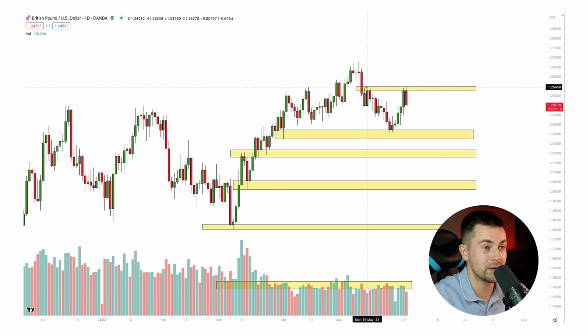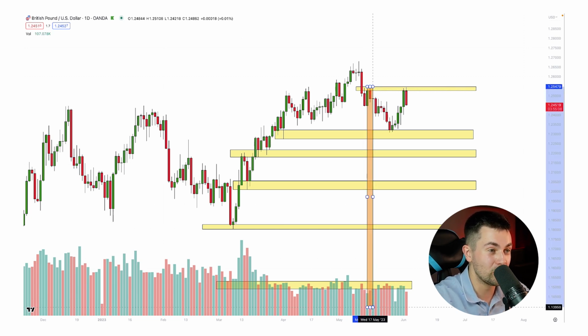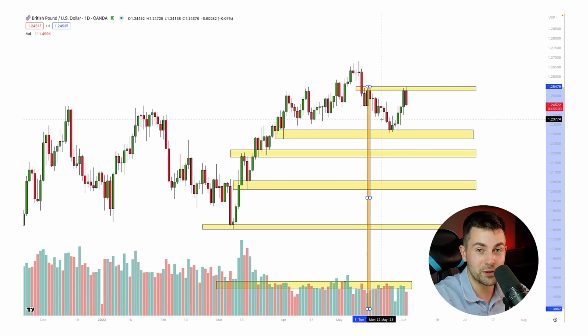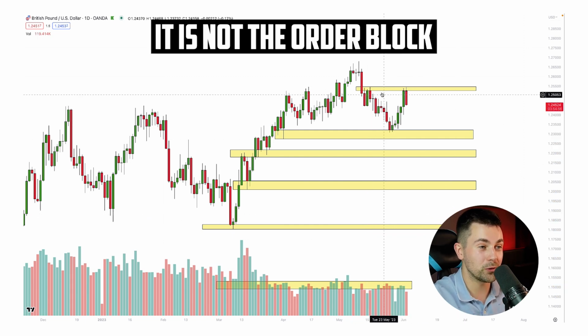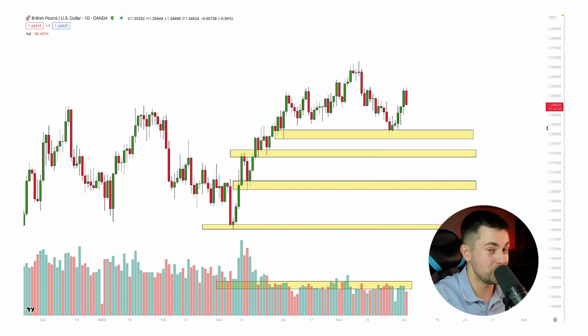So we take the candles that were formed within that area, that were testing that area, and we check the volumes. And again, you can see that even though a strong bearish movement initiated from that resistance, volumes were very low. So again, it is not the order block, so we take away that structure from our chart.